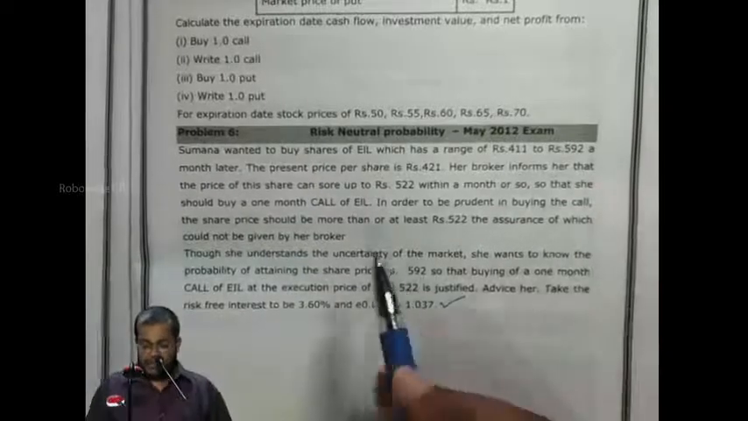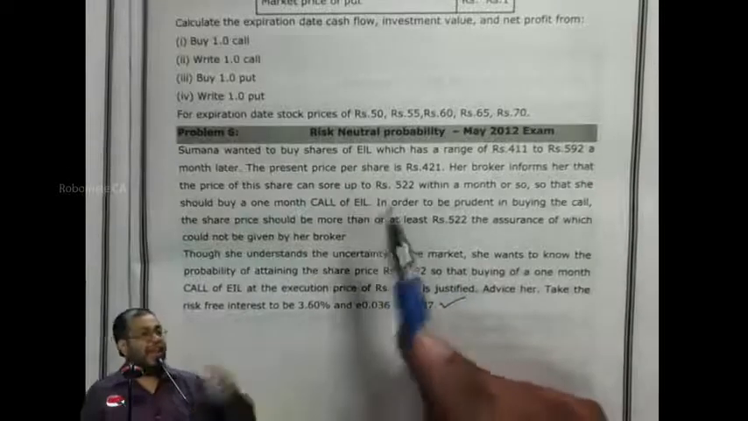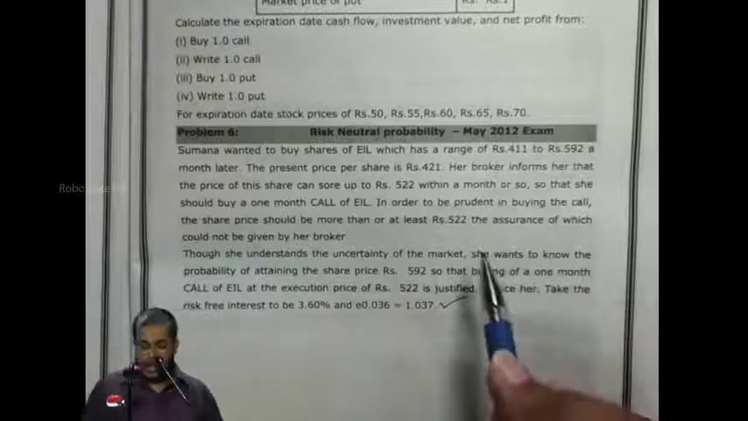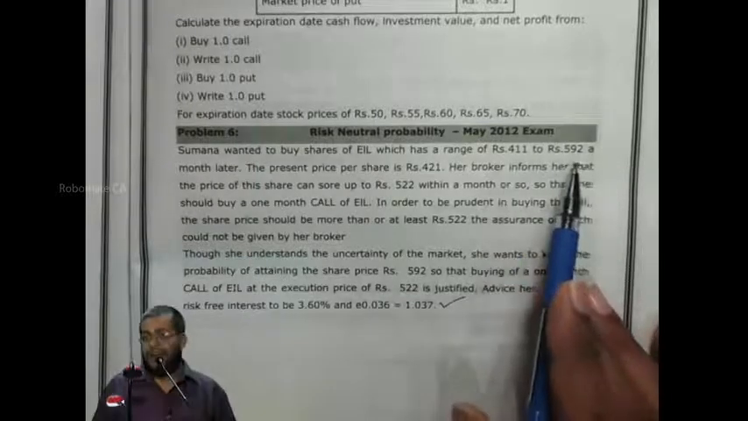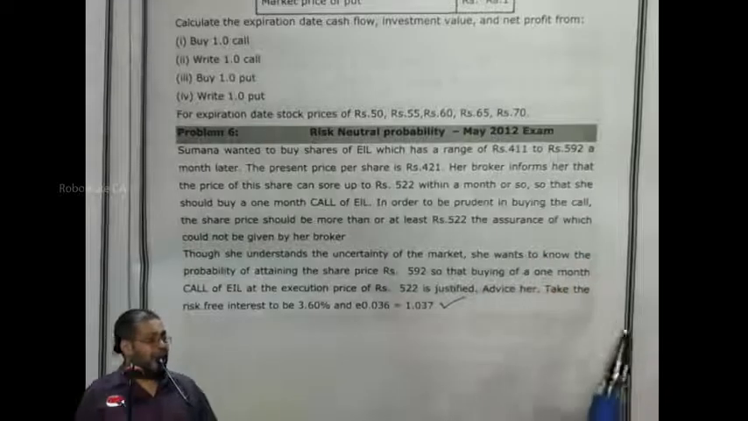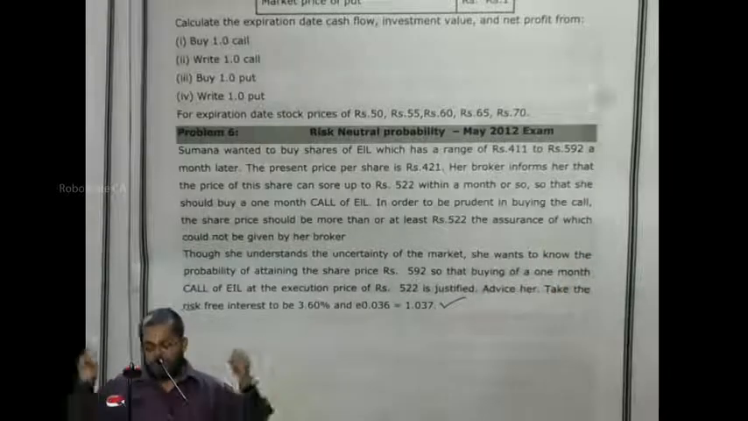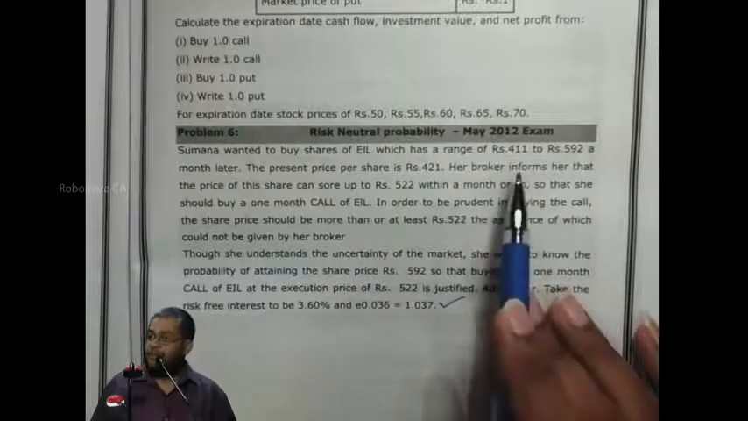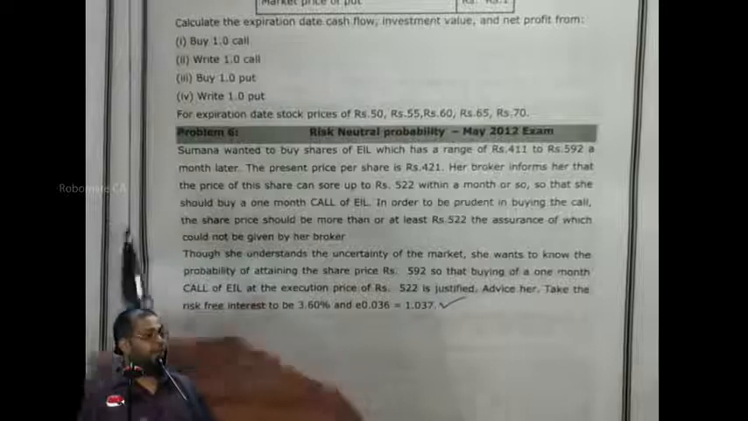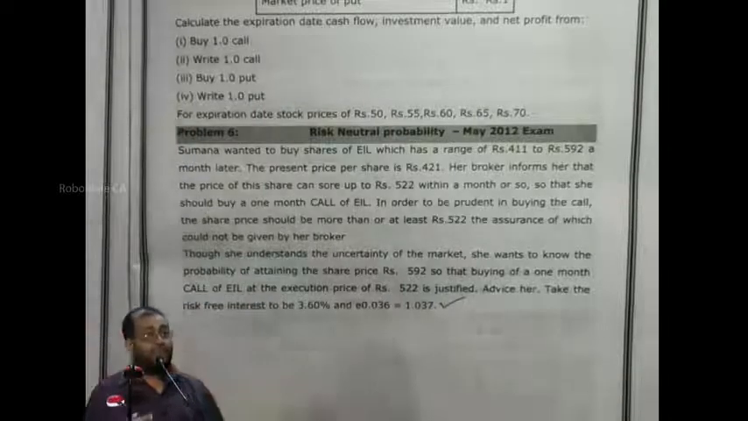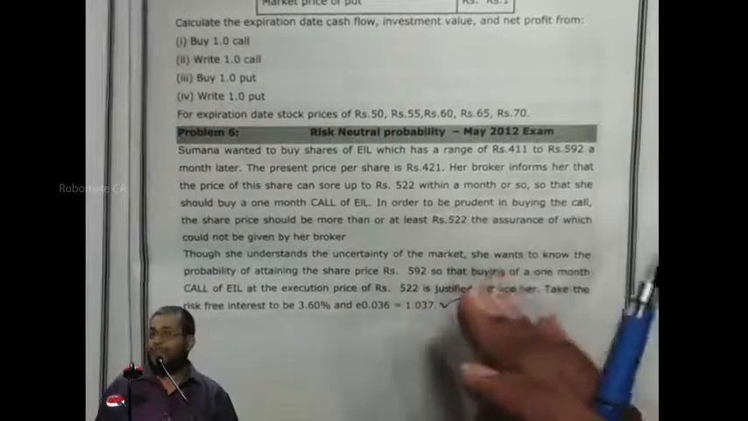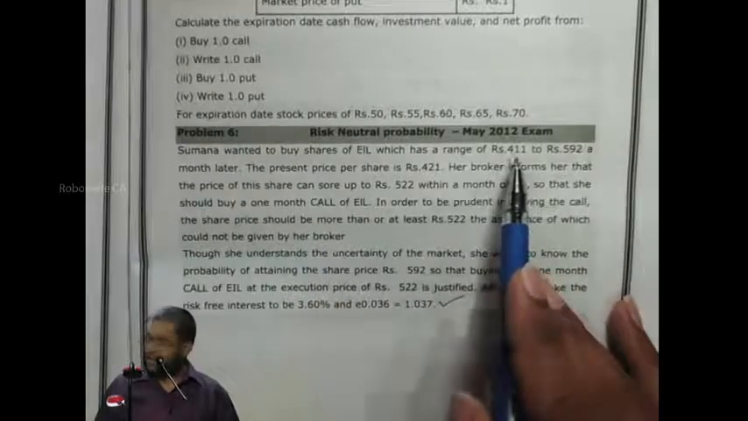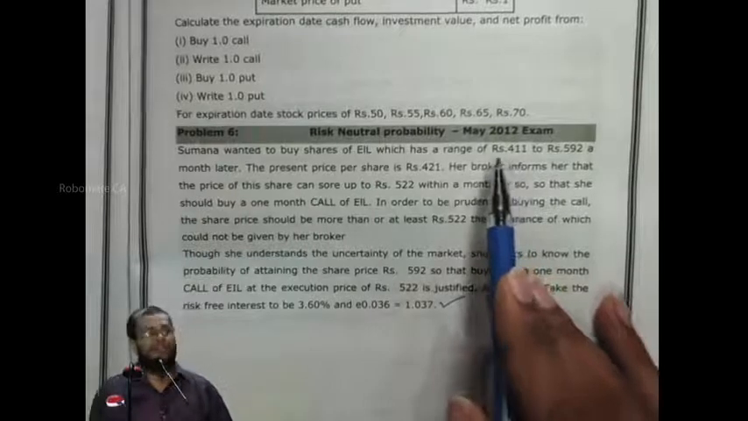Now, the EIL share after 1 month is likely to have how many prices? Namely 411 and 592. Then only I can apply the binomial model. My first confusion is that the question said it has a range of 411 to 592. I don't know what model to be used. I thought some new model is there which I have not read. So they have used a risk neutralization problem only, but the question has a basic mistake.